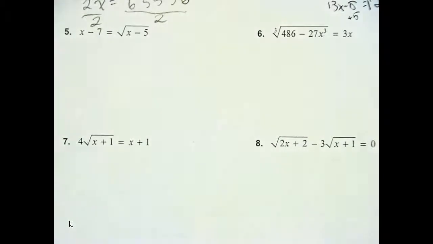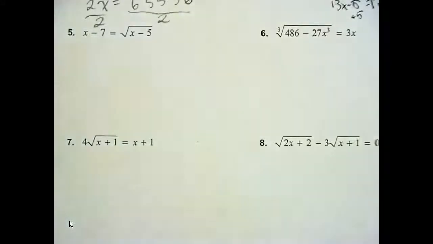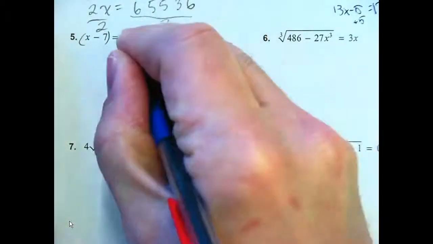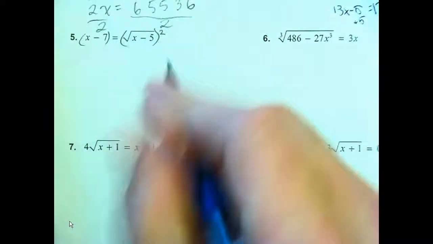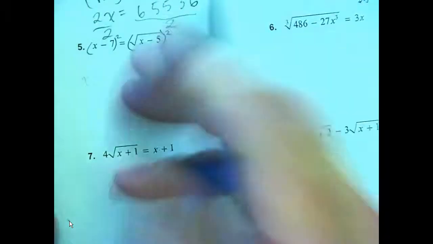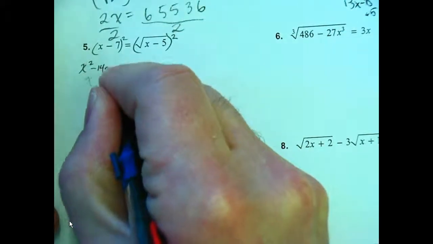Okay, volunteer to tell me what you did first. Dallas? All right. Squared both sides. Why'd you do that? Okay, to make it unradical, you square both sides. So x minus 7, quantity squared, or if we just multiply that out, that's x squared minus 14x plus 49.